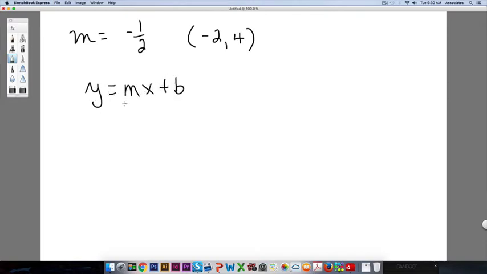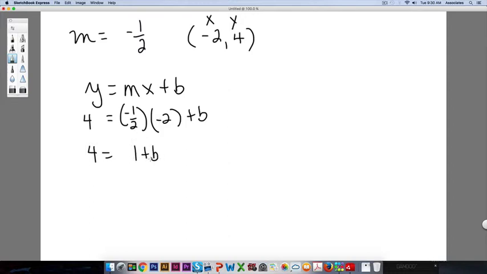In this case, I know the slope is -1/2. I need to find b. Remember, this is an x and this is a y, so I'm just going to substitute in. So 4 equals -1/2 times -2 plus b. Let's just do the math. A negative times a negative is a positive. Half of 2 is 1. Solve it by subtracting 1 from both sides. So b is equal to 3. So now I know the slope, I know the y-intercept, so y equals -1/2 x plus 3.